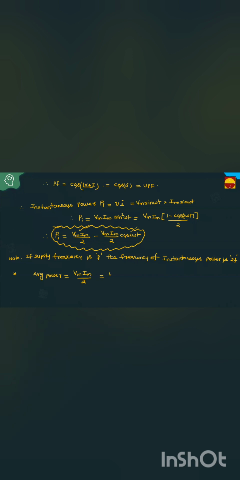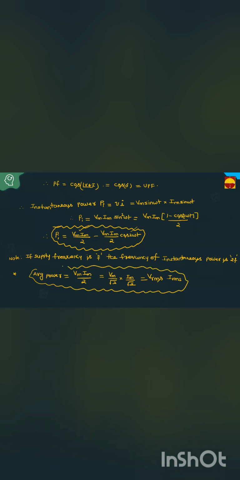You can also write it like this: Vm by root 2 into Im by root 2. Then Vm by root 2 is Vrms, and Im by root 2 is Irms. The average power is also equal to the product of RMS voltage and RMS current. That is Vm Im by 2, which I am writing as Vm by root 2 into Im by root 2. Then average power equals Vrms into Irms. Okay, this is the average. That is, in the case of a resistive element, the average power is not equal to 0.